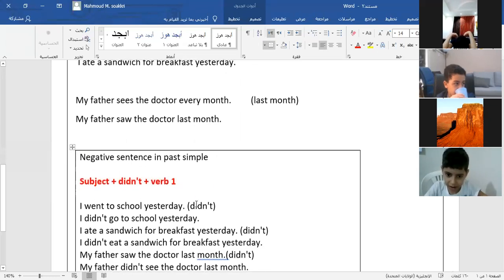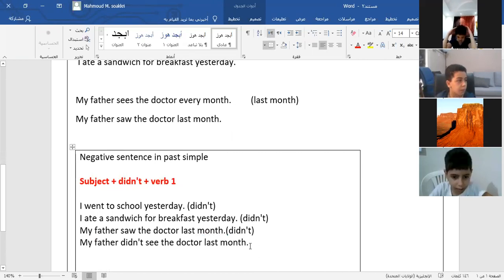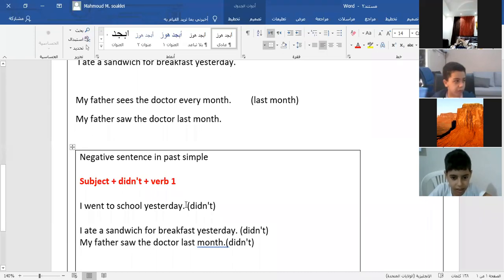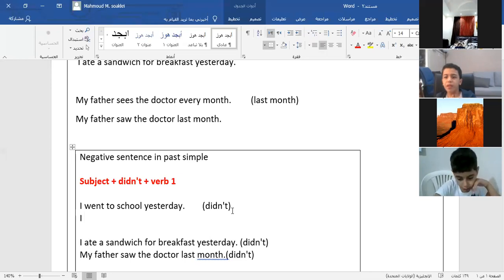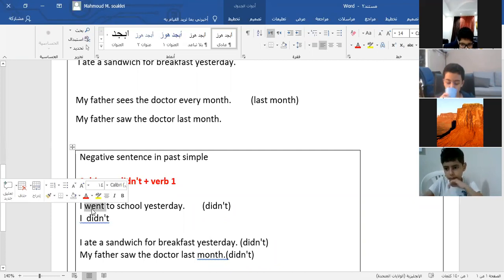Now, in the exam, let me erase the answers. Okay. In the exam, I find this question: I went to school yesterday, and he wants me to use didn't. Let's follow the rule. What does the rule say? Start with the subject. What is the subject? It is the first word. And what is the first word? It is I. And what else? What happens after that? I use didn't. Why do we use didn't? Because the rule says use didn't after the subject. So what should I do after that? Use verb one. What is verb one? Look at your sentence, find the verb, and change the verb into verb one.